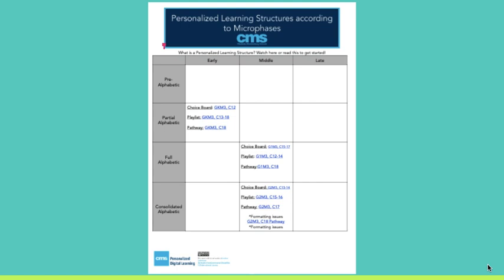As we know, K-2 Skills Block is comprised of fluency, writing, word work, and accountable independent reading. Some of these structures only address word work, while others include all four components.